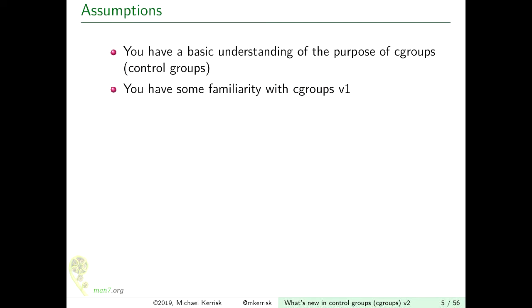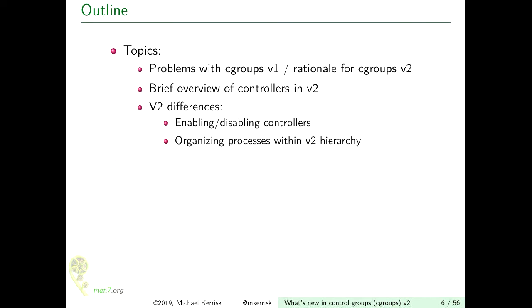I'm going to make some assumptions here. One is that you already know a bit about control groups, cgroups. You have some background understanding of what they do, because I'm not going to talk about that as such. And you know roughly how Cgroups version 1 works, because what I want to talk about is what's different in Cgroups version 2. So I'm going to talk a little bit about the rationale, why Cgroups version 2 came into existence, which is really a story of what are the problems with Cgroups version 1.